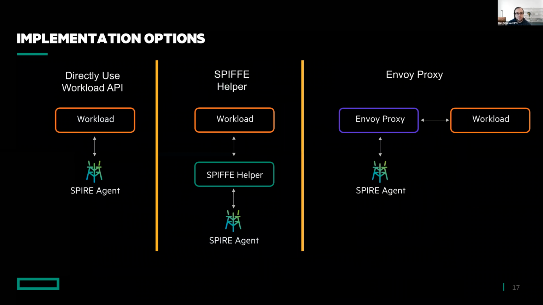Now, as far as actually using these SVIDs, these certificates or JWTs, in order to connect to other services, well, there's a couple different options. One is you can change your service's code to directly talk to the SPIRE agent and get its SVID dynamically. Another option is we provide a utility called SPIFFE Helper.